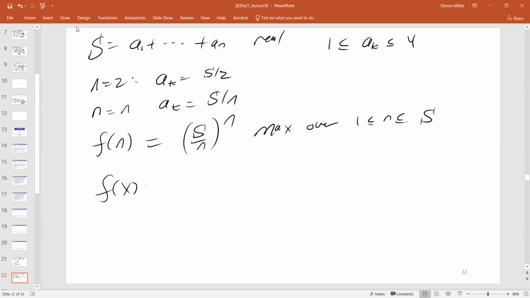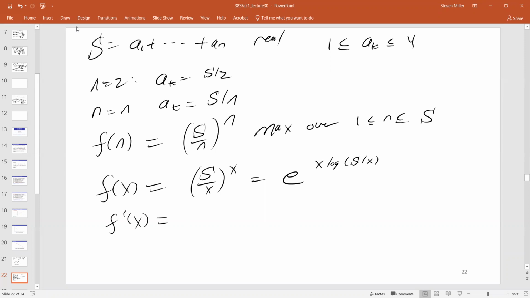However, let's look at this function, s over x to the x, or e to the x log of s over x. If I look at the integer valued function, that's hard to deal with. If I look at this continuous version, it's much easier. What is f prime of x?